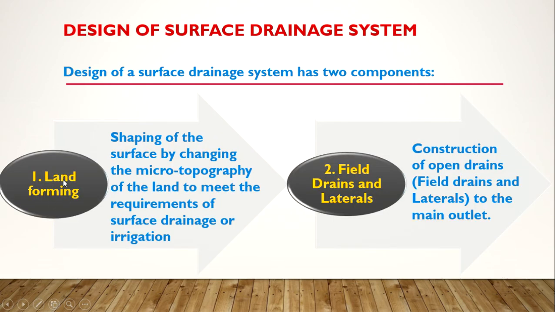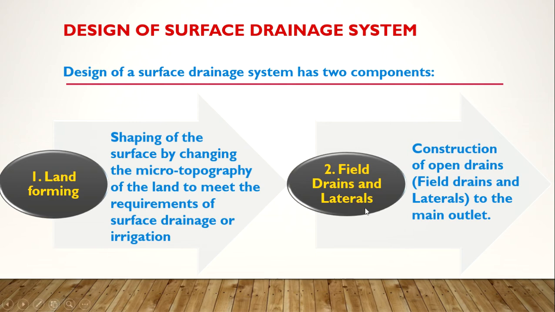Land forming or land grading is the shaping of the surface by changing the microtopography of the land to meet the requirements of surface drainage or irrigation. So these are the design components of a surface drainage system. One is land forming or land grading. It includes the leveling of the land, making a slope for the land, etc. All those processes are included in land forming. We have to shape the land in such a way that the water can flow smoothly over the surface.